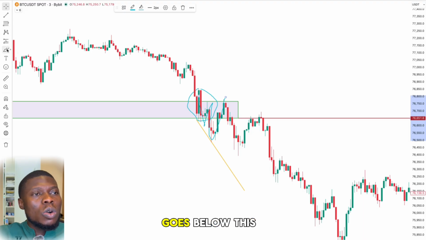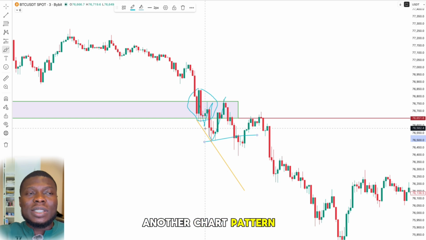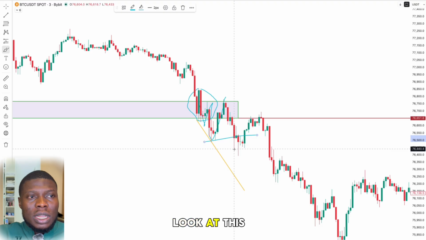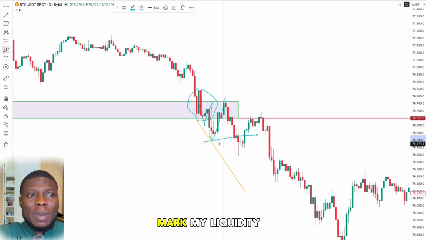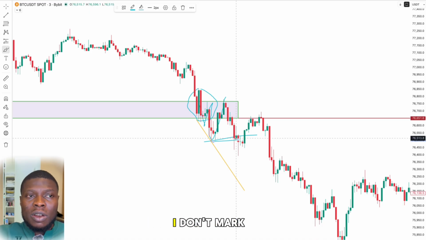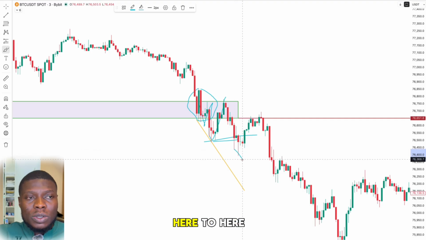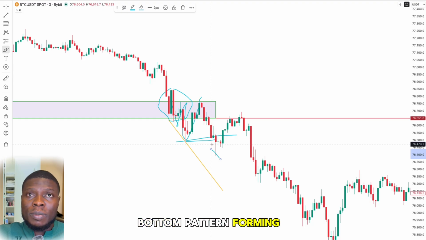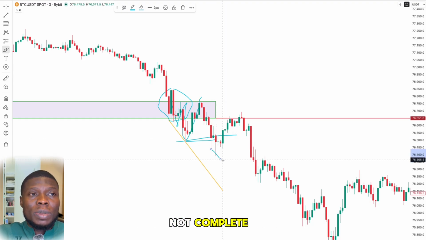Once the price goes below this first double bottom, another chart pattern starts forming. So I have this other zone. Remember, I always mark my liquidity, my swing, with an immediate retracement. I don't mark my swing with a big retracement. I mark my swing with red and green candlesticks. So I have a mark from here to here. I have another likely double bottom pattern forming at this zone, and it was not complete.